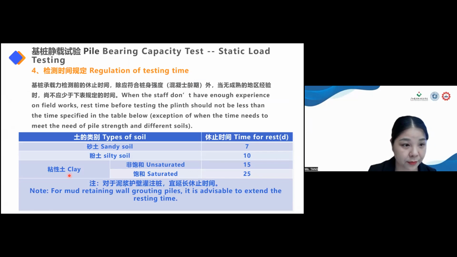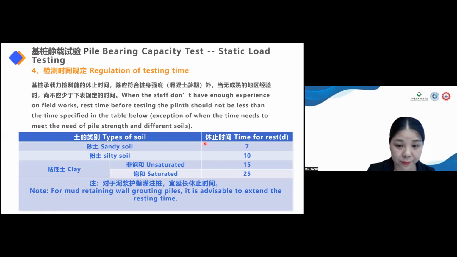Fourth, regulation of testing time. In addition to conforming to pile selection, the rest time before the bearing capacity test of foundation piles shall not be less than the time specified in the table below when there is no local experience.